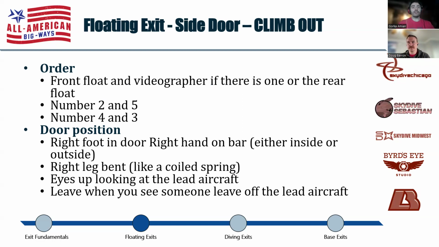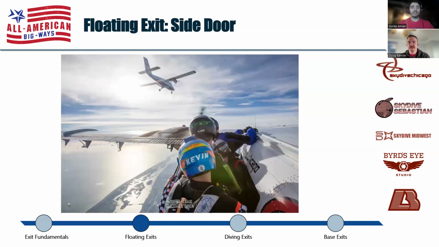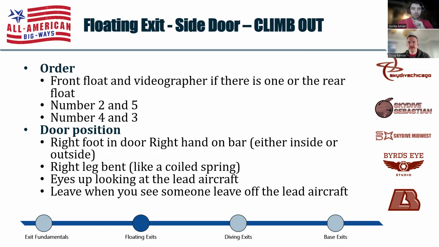The door position, you kind of saw a picture right before here. So we want to be right foot against the door, left foot down. There are some exceptions to this, and holding the bar with our right. If there is an outside bar, we will ask you to take the outside bar. And that is just because it leaves more space for the people inside. Right leg bent a little bit.